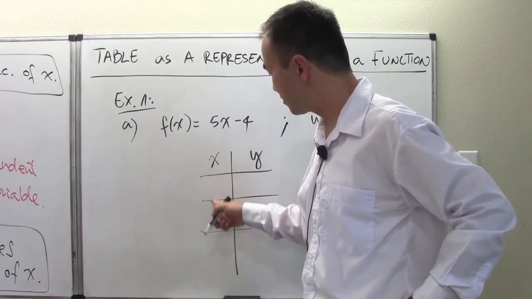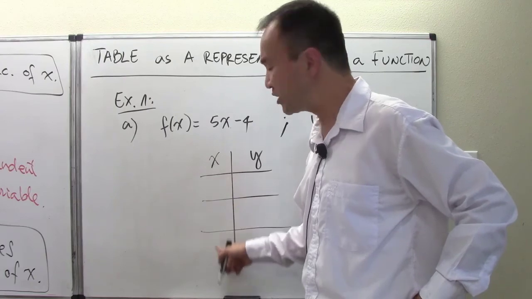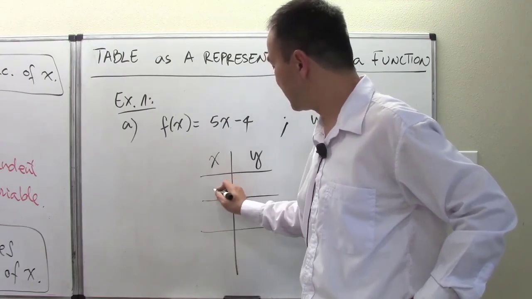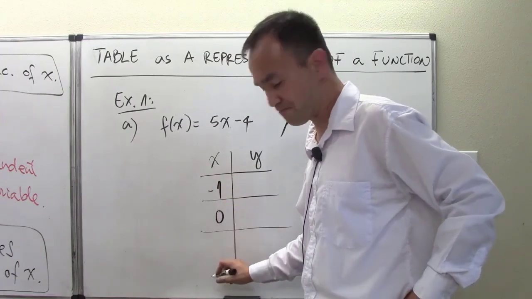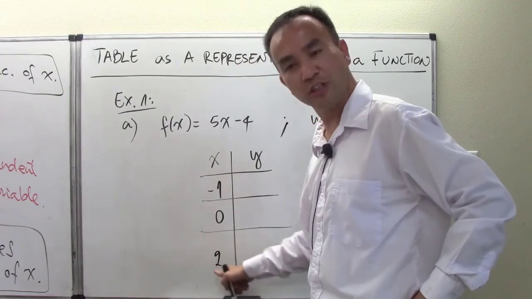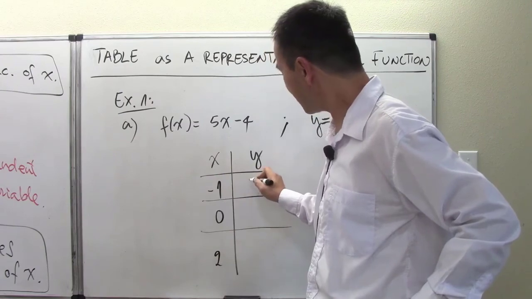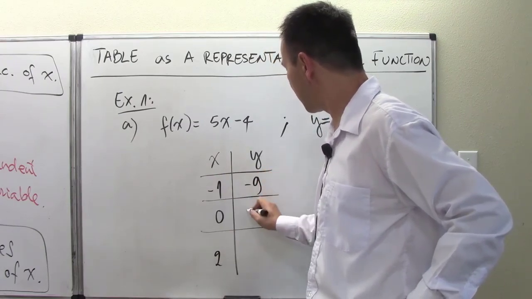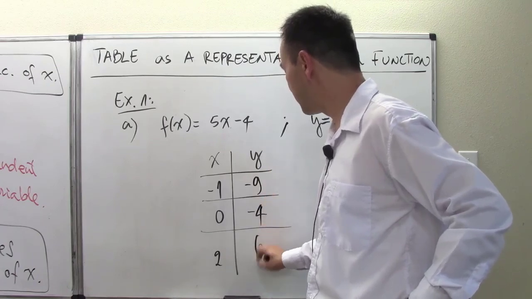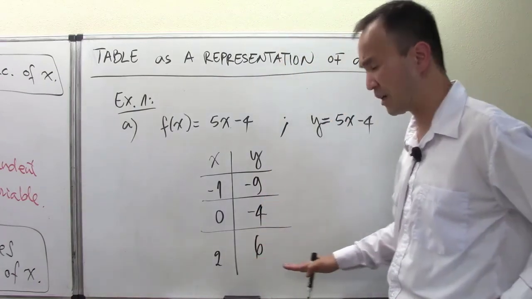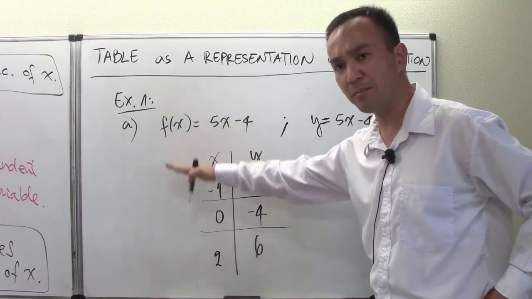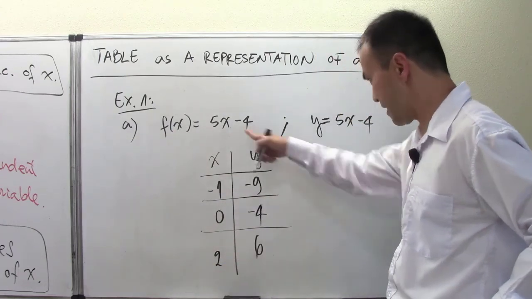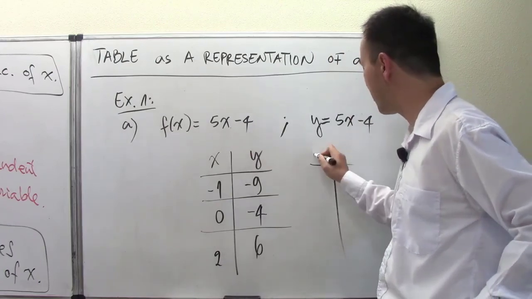We list down the column corresponding to the x inputs right here. Those values we did were -1, 0, and 2, and the outputs correspondingly were -9, -4, and 6. Those were the ones. And these were only the ones being asked by the problem, but we could have also done the same problem with other values.